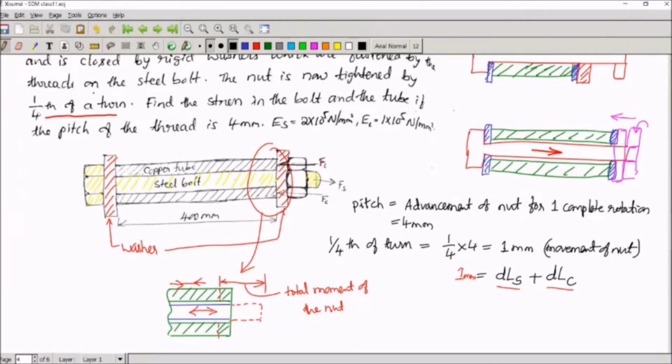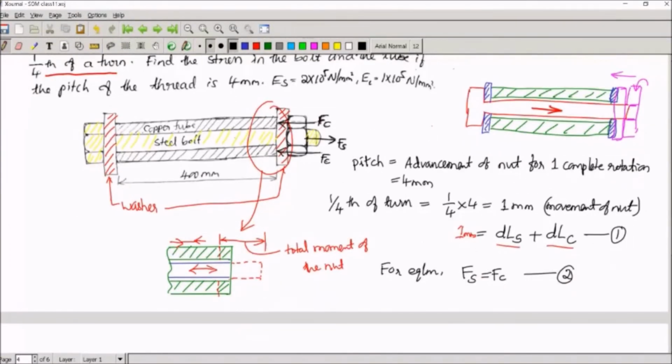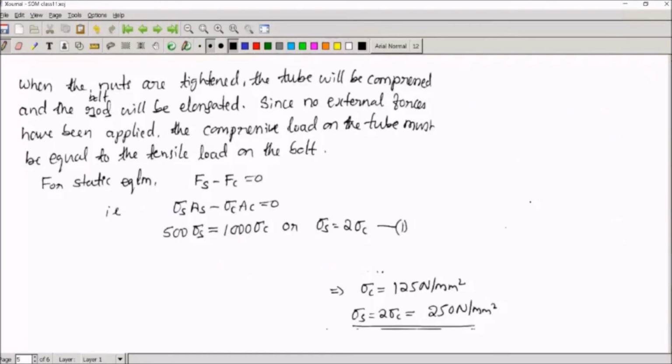If Fc is the compressive force on the copper tube and Fs is the tensile force on the steel bolt, then for equilibrium, Fs should be equal to Fc, because there is no other external force. We call it equation 2, and this is the kinematic condition, and using these two you can solve it and get the answer. You can write both in terms of stress and solve. The copper tube will be under a stress of 125 Newton per mm square, which is compressive, and the steel bolt will be under a stress of 250, which is tensile.